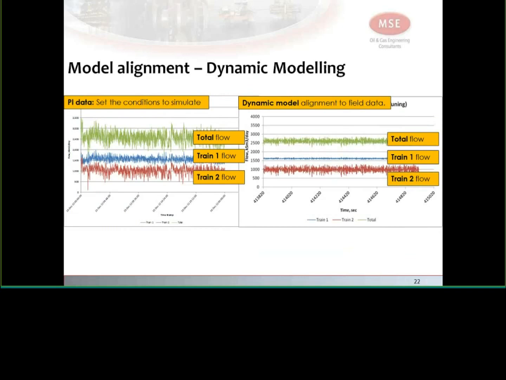The graph on the left shows the actual PI data that we were trying to align our model to, and the one on the right shows the aligned model data. So with the assumptions that we have taken and with what we thought was actually wrong with the system, we have been able to model exactly what the system is doing.